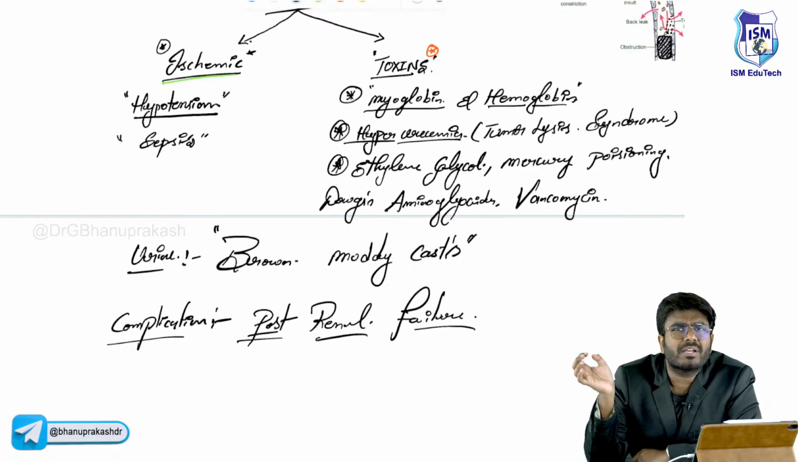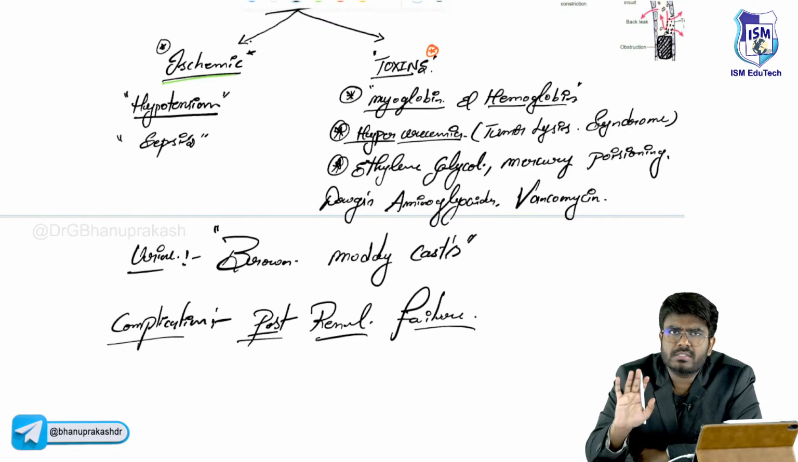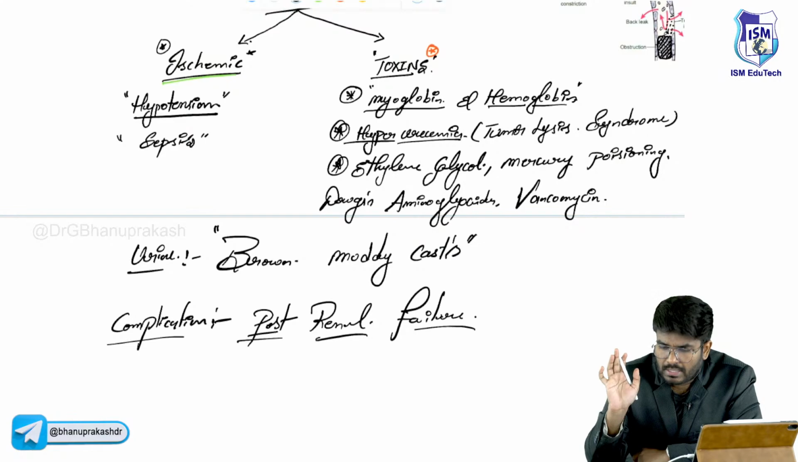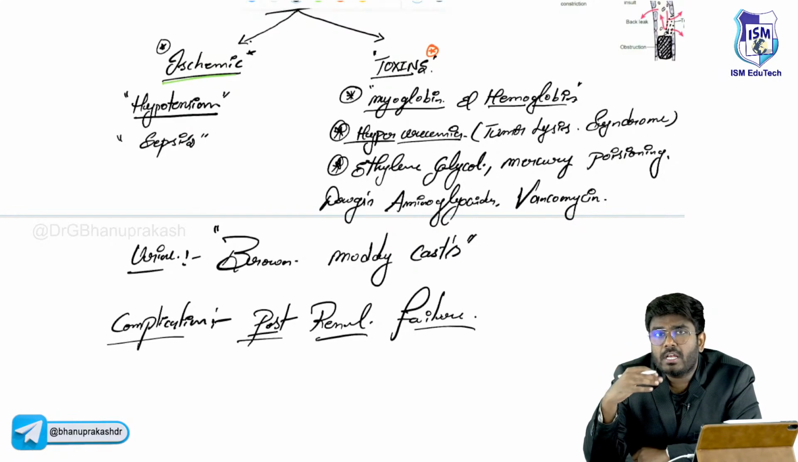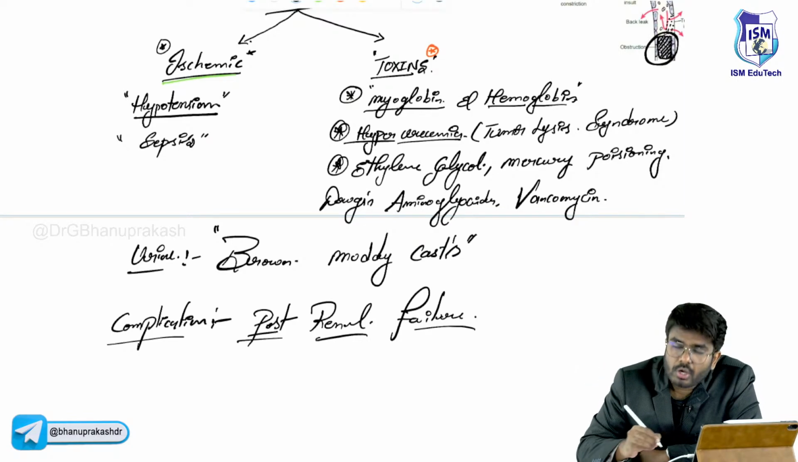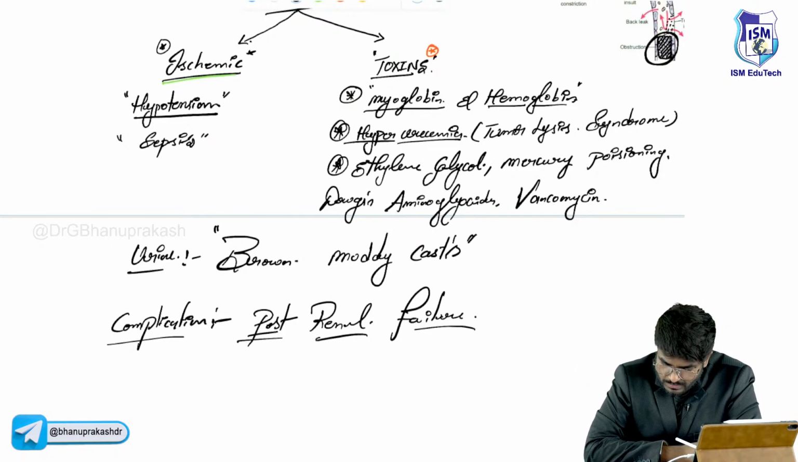Because there is no problem in the blood supply. Blood is normally coming to the kidneys, so it's not a prerenal cause. There is no problem in the kidney also. So post renal failure, why? Because there is a block.